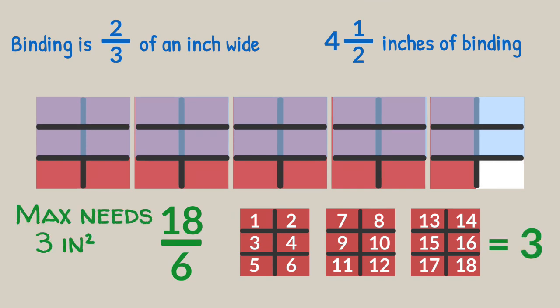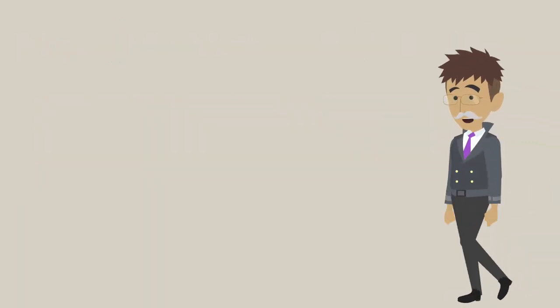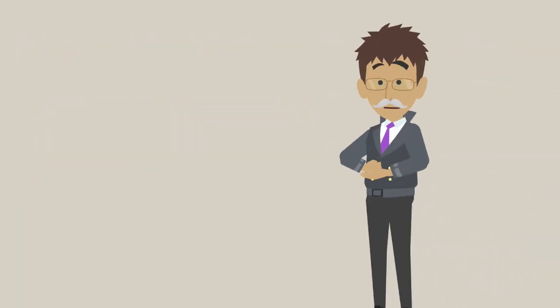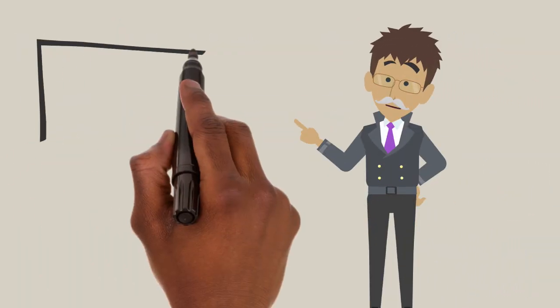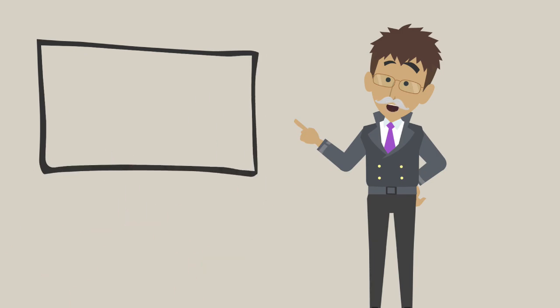Max needs 3 square inches of material for binding in this section. If any pieces had been left over, our answer would include a fraction. By the way, if your squares are not perfect, it's okay. Even if your squares look like this, as long as you know what the pieces represent, you'll be fine.